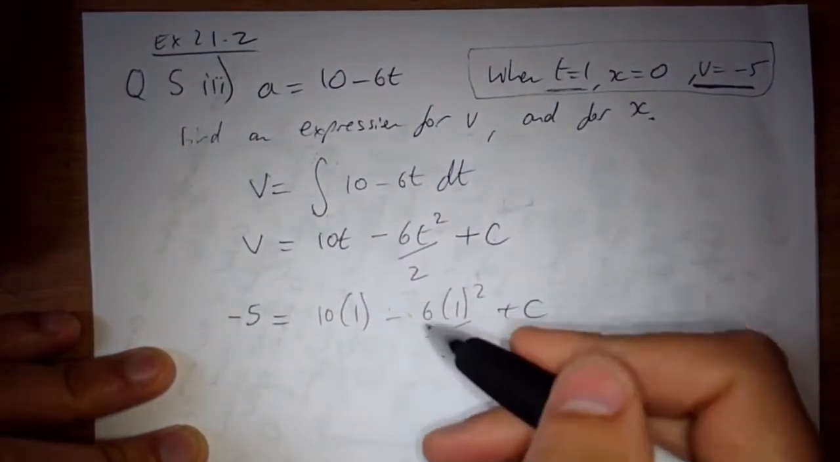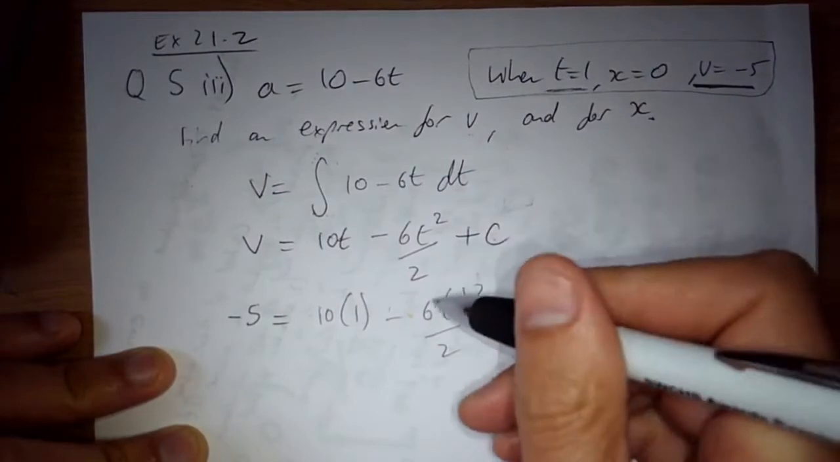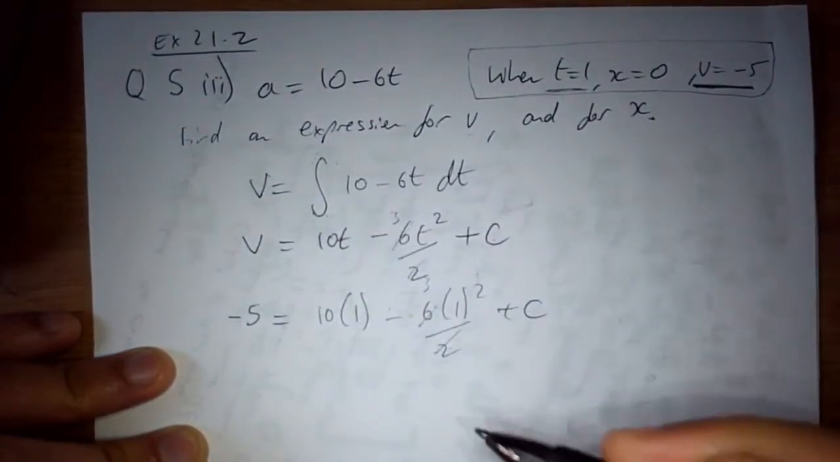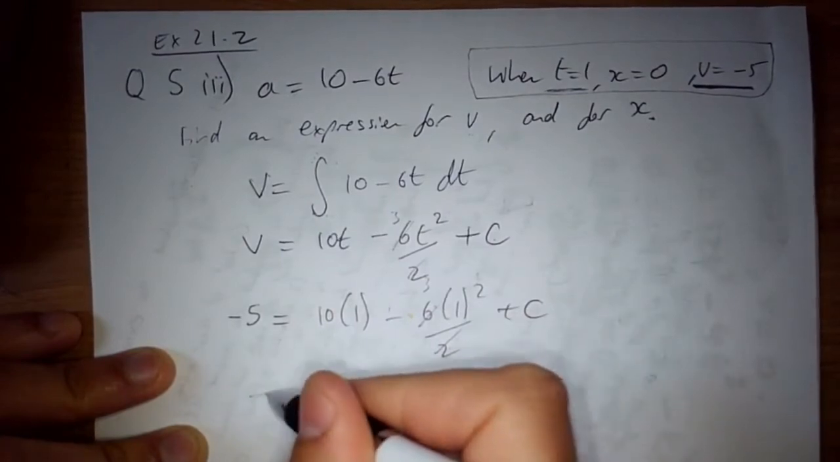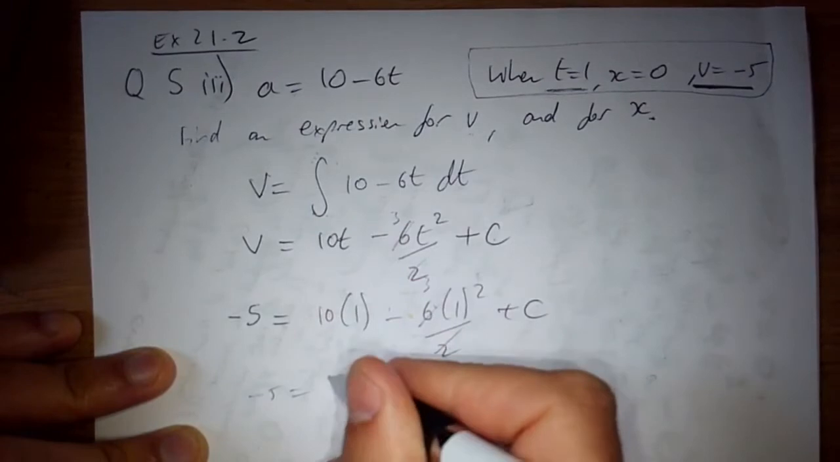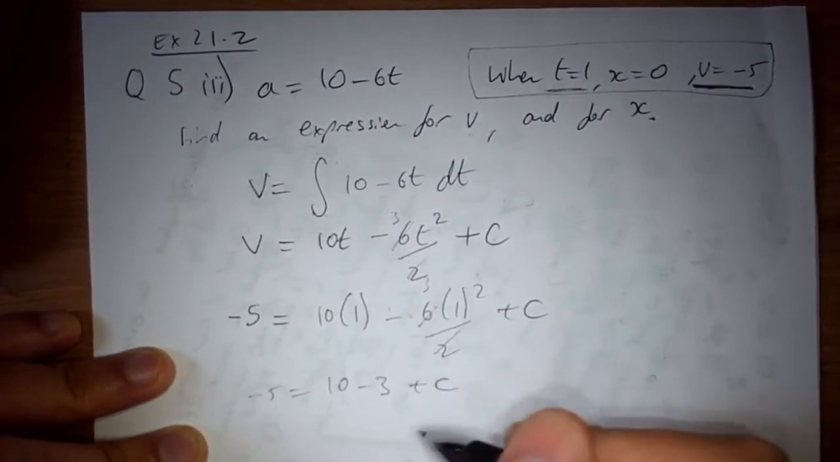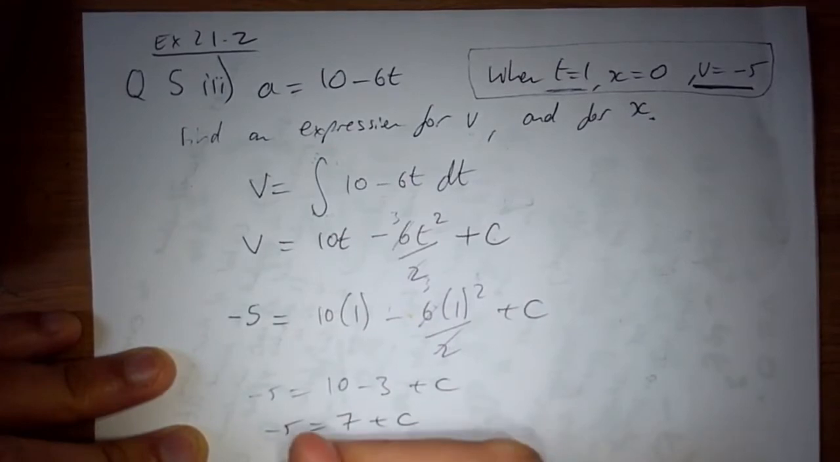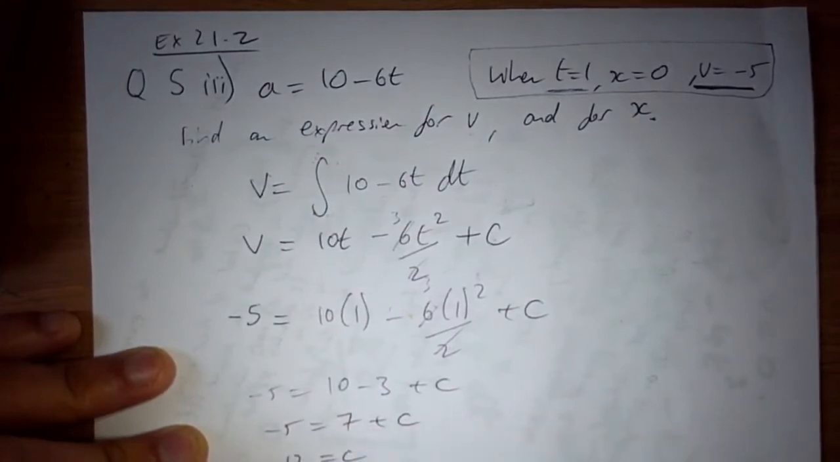So here we go. Of course, this 6 and this 2, I should have cancelled those out earlier to be 3. Okay, so -5 equals 10 minus 3 plus c. 10 minus 3 is 7, so c will end up being -12.